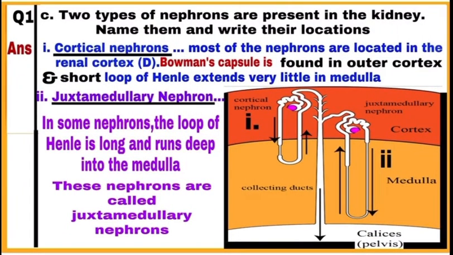Part C of question number 1. Two types of nephrons are present in the kidney. Name them and write their locations. Two types of nephrons are number 1, cortical nephrons.